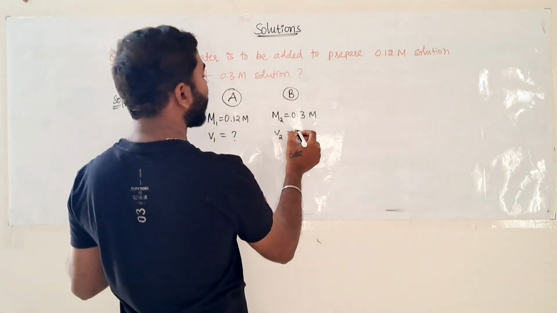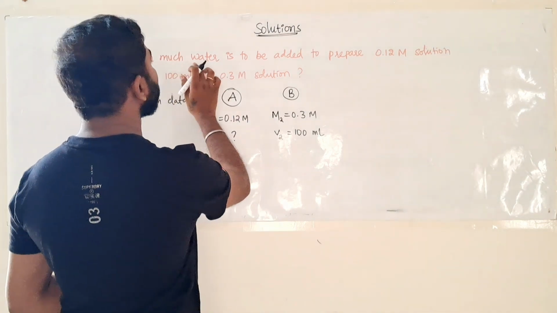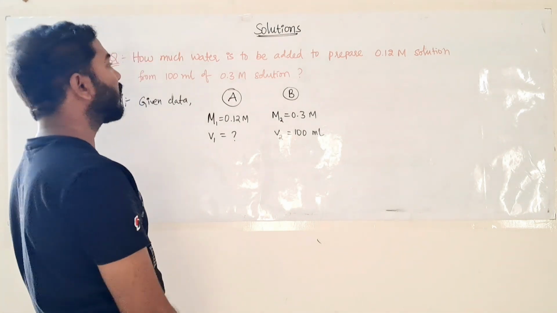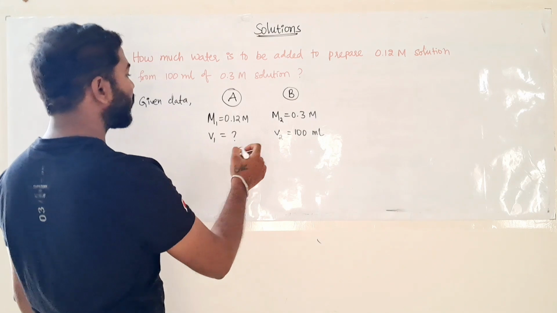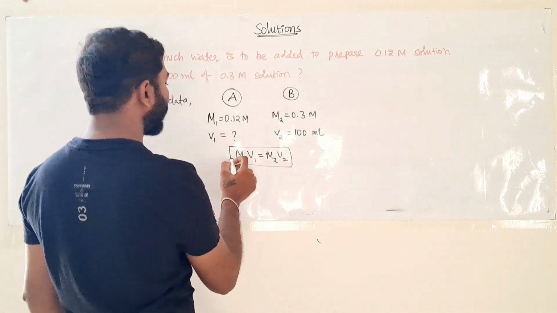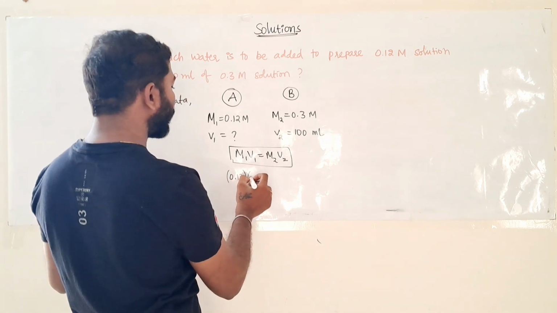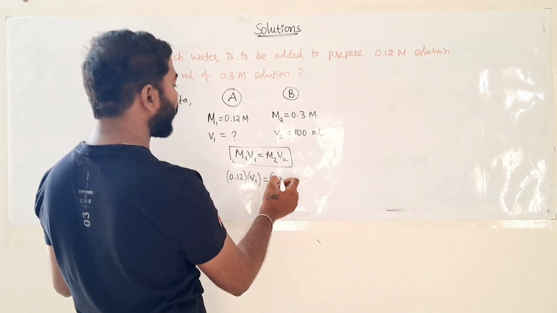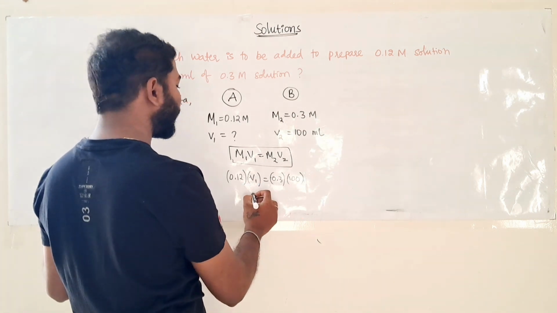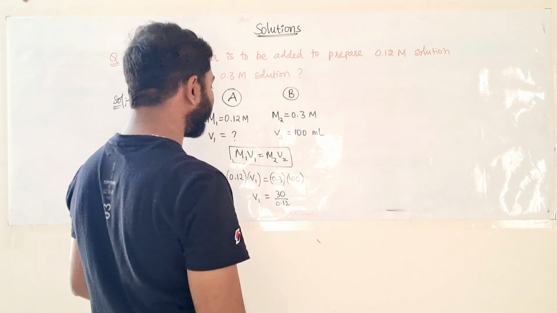They have given volume as 100 ml. So they are asking how much water is to be added to prepare 0.12 molar solution from 100 ml of 0.3 molar solution. So what do we need to add? We have an equation called M1V1 equals M2V2, which is the dilution principle. If we substitute all these values, 0.12 into V1 which we need to calculate, and 0.3 into 100, then the volume is equal to 30 divided by 0.12.